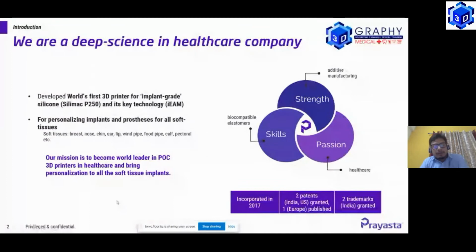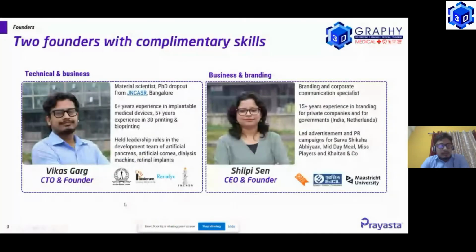And finally, our mission is to become a world leader when it comes to point of care 3D printers in healthcare, and bring personalization to all these soft tissue implants that I just talked about. Founded by two people, myself, Vikas, and another co-founder Shilpi, coming from a material science background, dropped out of PhD, then always worked in making implants, and some of the names that I'm sure everybody is aware of, making different kinds of implants or medical devices.